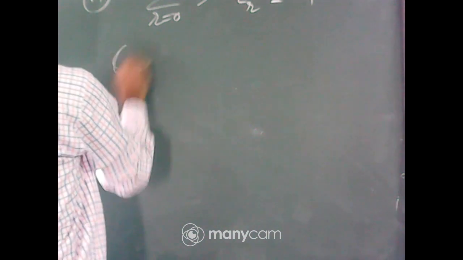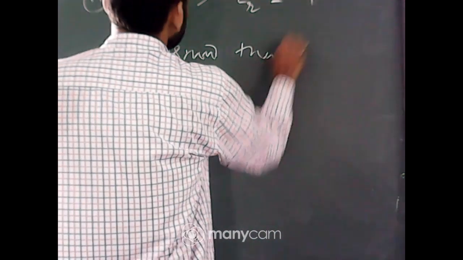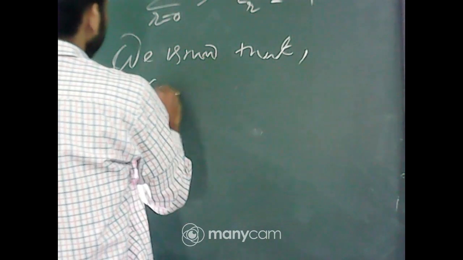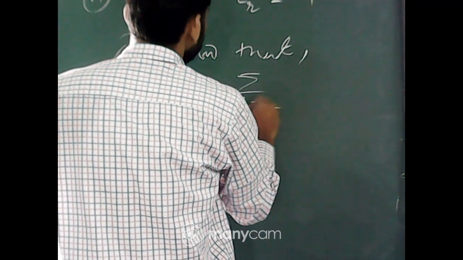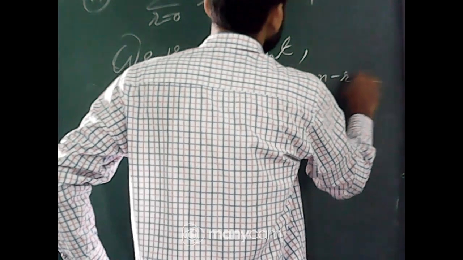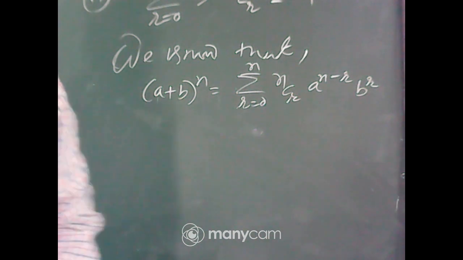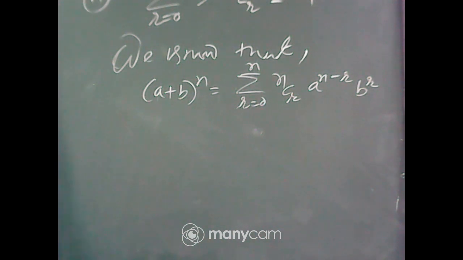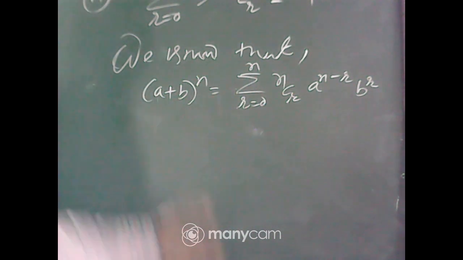Here we know that (a plus b) to the power n means summation r equals 0 to n nCr a to the power n minus r b to the power r. This is the binomial theorem in summation notation. Okay, you know the expansion.